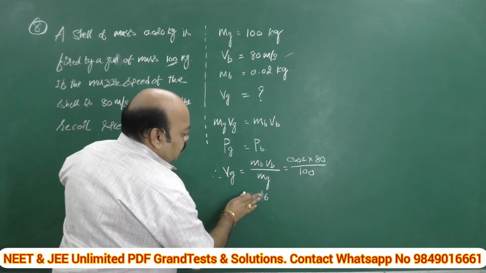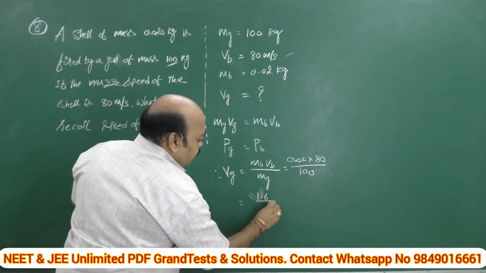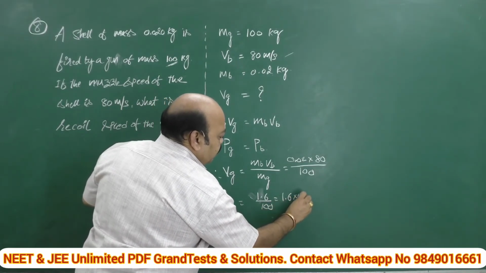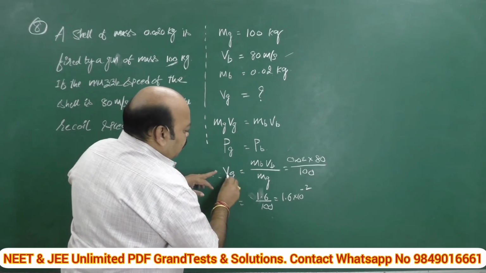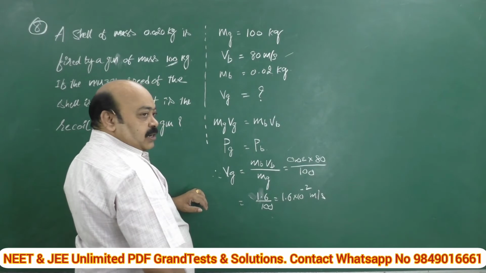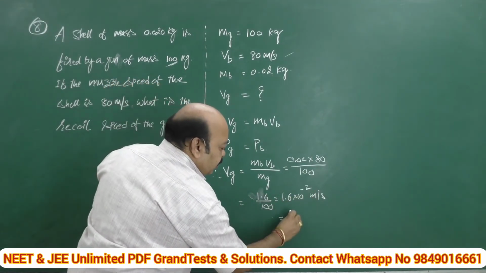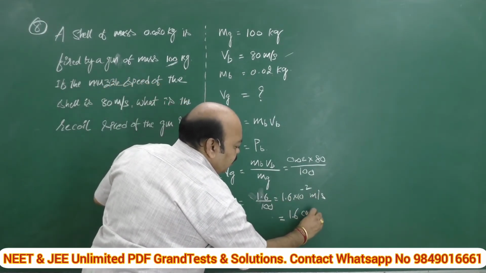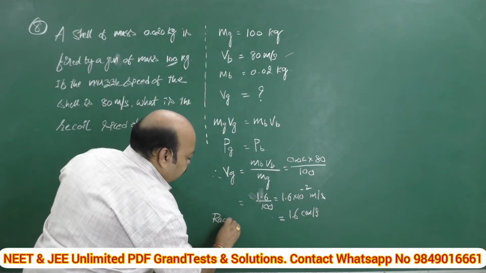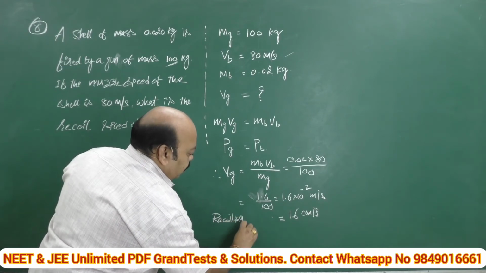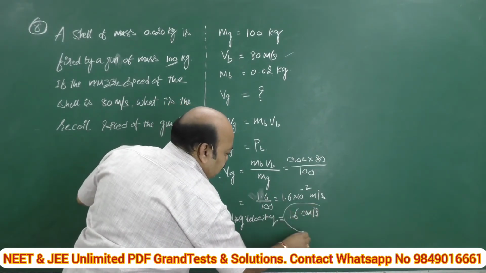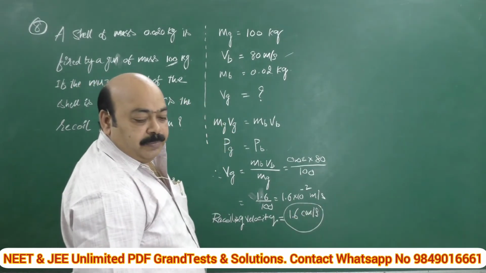Sorry, one more digit, it is nothing but 1.6 divided by 100. So we can write the same as 1.6 into 10 power minus 2. Coming to units for velocity, meter per second. Coming to 10 power minus 2, we can write the same as 1.6 centimeter per second also. Both are correct. This is called recoiling velocity. Recoiling velocity of the gun is equal to 1.6 centimeter per second.